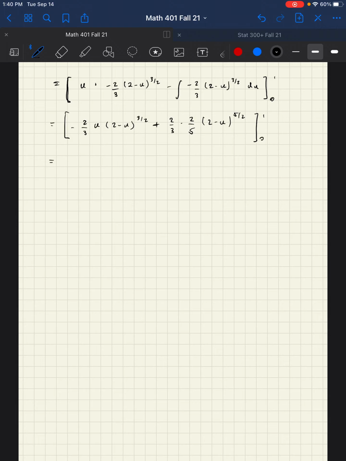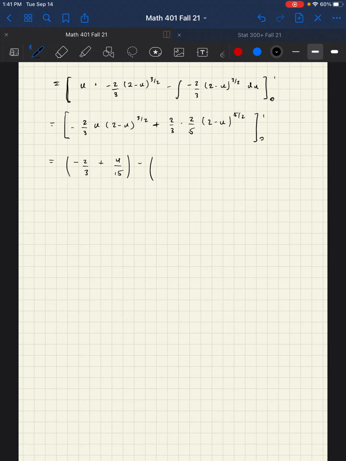All right, now we can just plug in, basically. So if I plug in 1, I get negative 2/3 times 2 minus 1, which is 1, to the 3 halves, plus 4/15 times 2 minus 1 to the 5 halves, so that's just 1.